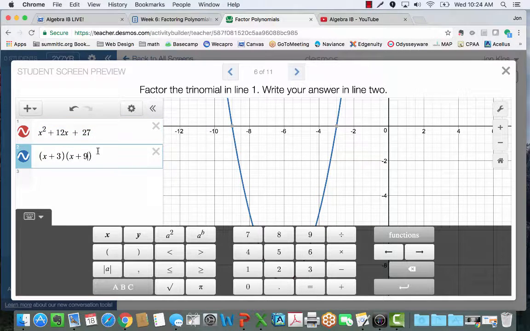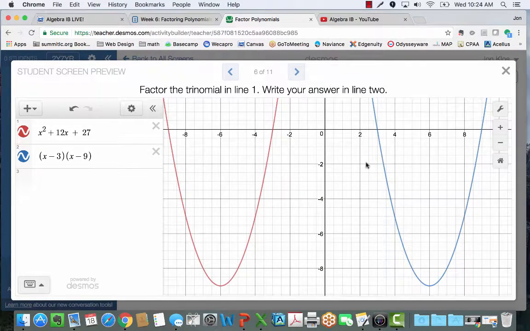If I did that wrong, so say I put minus and minus, now I can see, oh, my graphs are not matching up. I need to check my factoring because these are not equivalent. My graphs are different, which means my expressions are different.